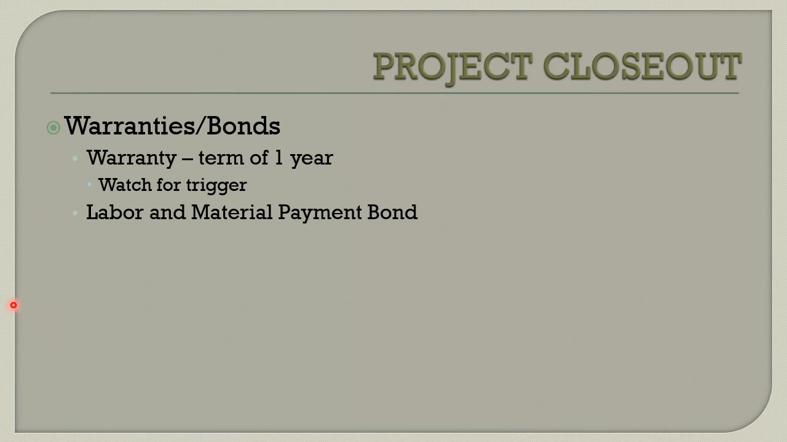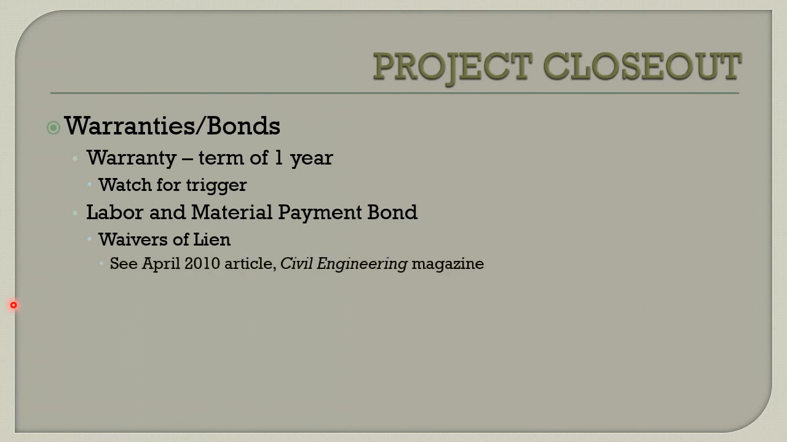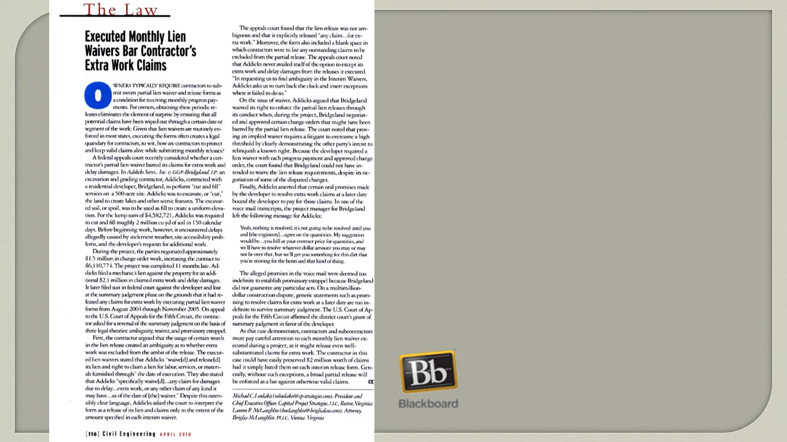The labor and material payment bond is an assurance to the owner that you have paid all your workers and all your suppliers. That can be also covered by a waiver of lien. And we'll talk in a minute about this article from Civil Engineering Magazine from April 2010. The maintenance bond is also usually for 1 year, and it can replace the warranty, and it allows the owner to make a claim against the bonding company, if, for example, one of the components, furnace, air conditioning, fails to work within 1 year.